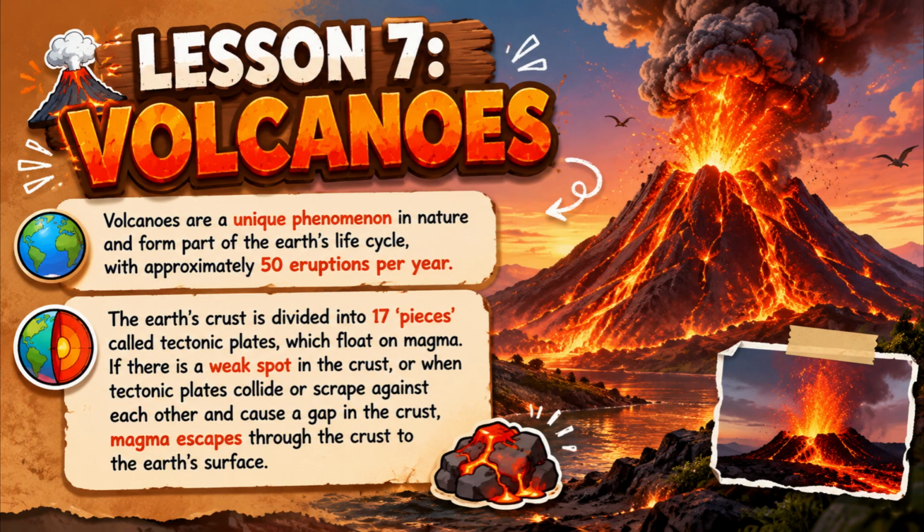Lesson 7. Volcanoes. Volcanoes are a unique phenomenon in nature and form part of the Earth's life cycle, with approximately 50 eruptions per year. The Earth's crust is divided into 17 pieces called tectonic plates, which float on magma. If there is a weak spot in the crust, or when tectonic plates collide or scrape against each other and cause a gap in the crust, magma escapes through the crust to the Earth's surface.